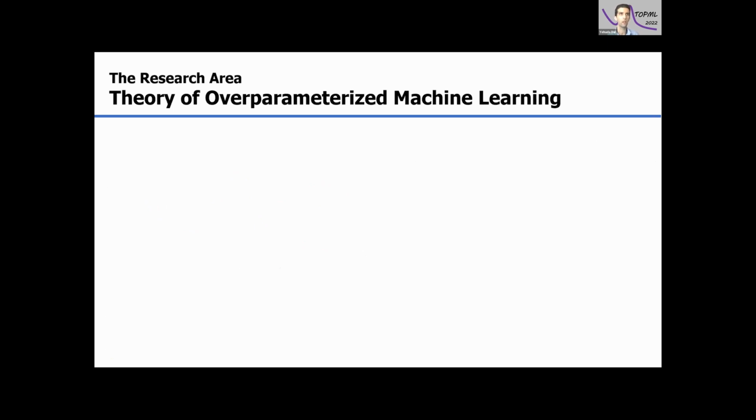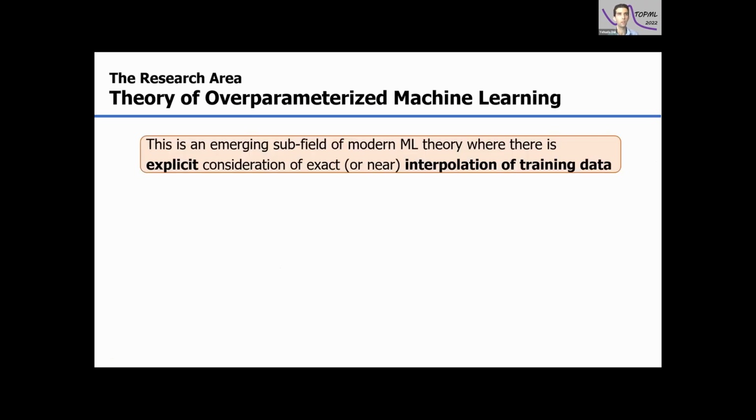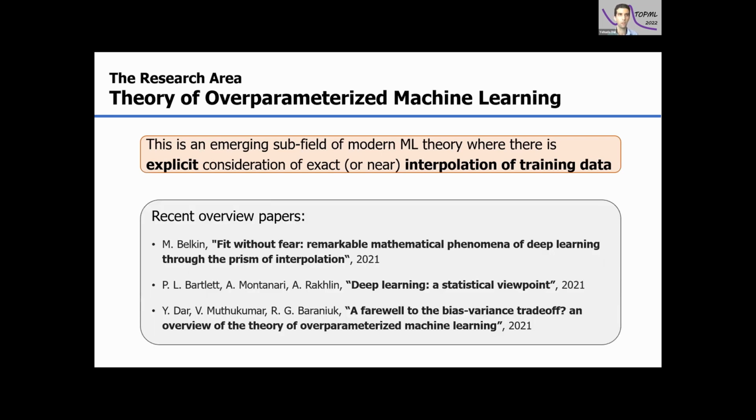The research area of the theory of over-parameterized machine learning tries to explain such kind of phenomena. And these studies form an emerging subfield of machine learning theory that explicitly considers exact or near interpolation of training data. The recent progress and huge interest in this topic can be observed in these three overview papers from the recent year. Each of these papers takes a different perspective to explain the foundations and overview this topic.